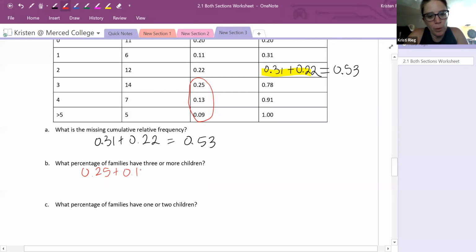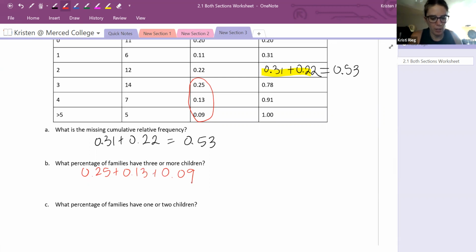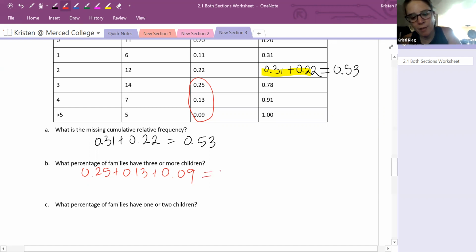0.25, 0.13, 0.09. Throw it in any calculator and we get 0.47, which is 47%.